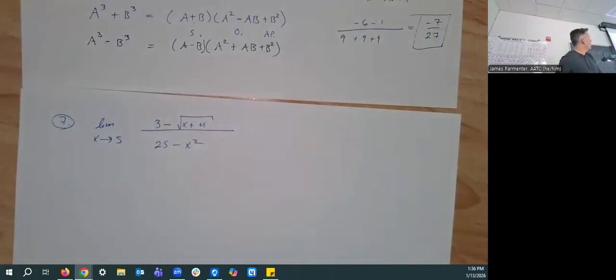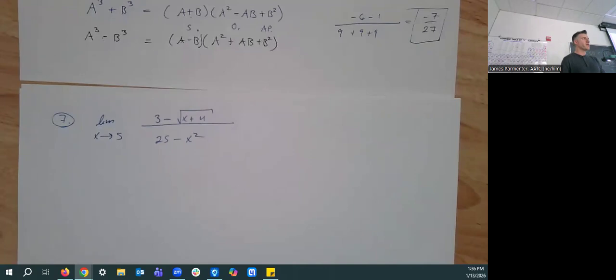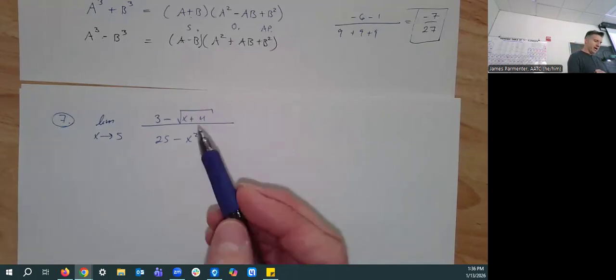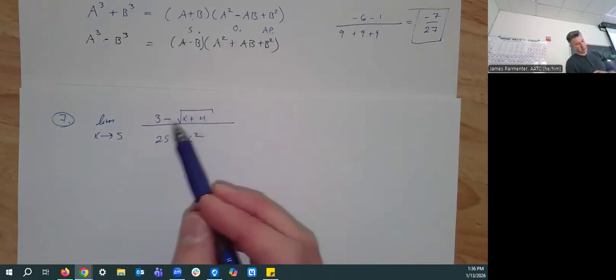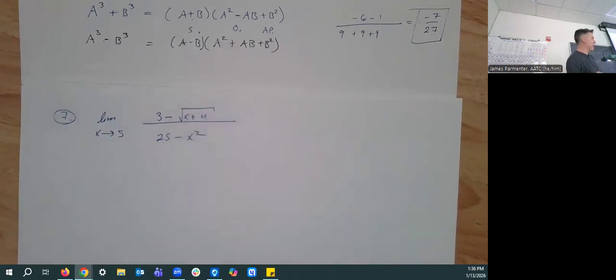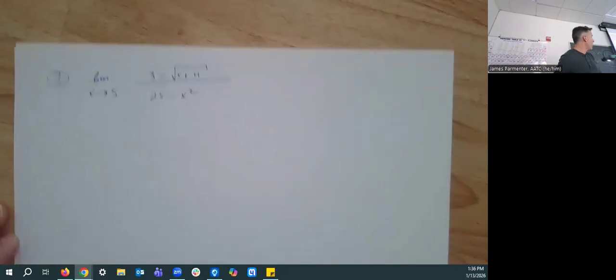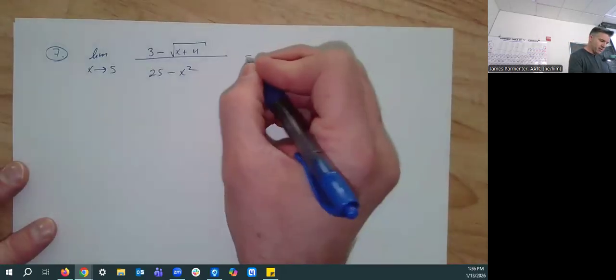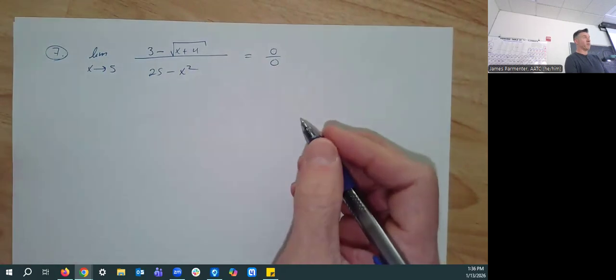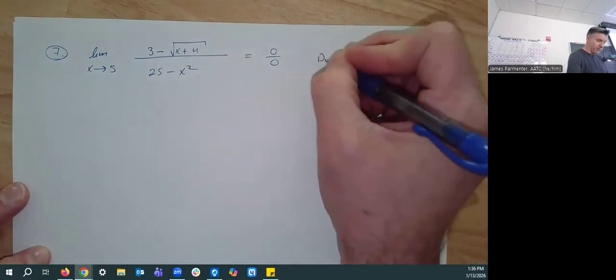And again, even if you're pretty convinced it's 0 over 0, you should always do a quick mental check. If I plug in 5 on top, the square root of 9 is 3, and 3 minus 3 is 0. On the bottom, 25 minus 25, yeah, definitely 0 over 0. But it's good to check. It's probably even good to write it down on an exam so that you know you have to do something.